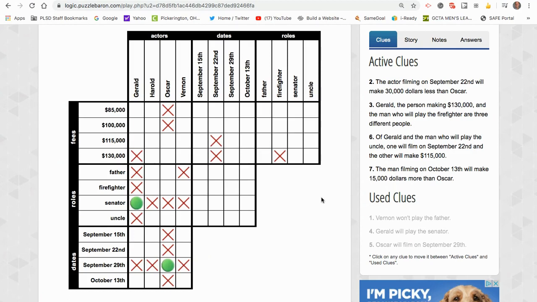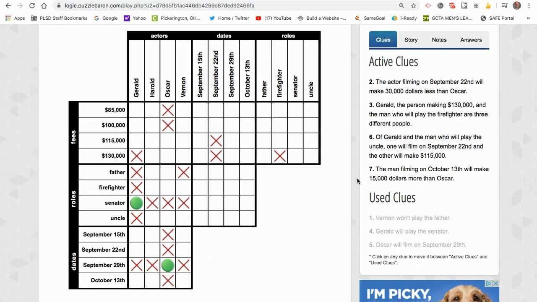The one will film on September 22nd. The other one will make $150,000. So what we can look at here is, will Gerald have the possibility of making $115,000? He does. Could he possibly film on September 22nd? He could. But let's go to the person who might be the uncle and see if any of those are eliminated. Okay, so we've got what we can of that for right now, but that might give us more information later on. So I'm going to leave that for right now.